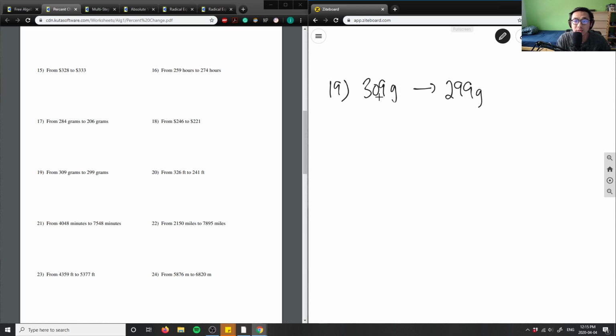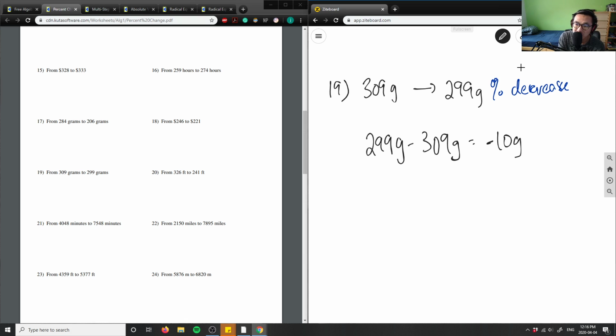So what we're saying is, in this case, 309 to 299 would be a percentage decrease, right? From 309 to 299, clearly the number's going down. So this is a percent decrease, which means I'm going to get a negative percent, as you saw from the last problem. So again, step 1 is find the difference between final and initial. Final in this case is 299 grams minus initial, which is 309 grams. If I subtract the two numbers, I'm going to get negative 10 grams.